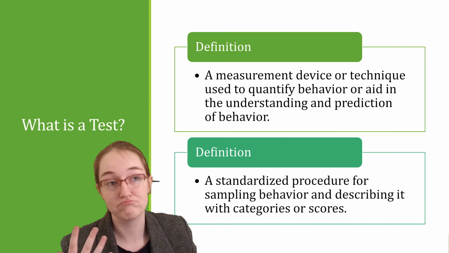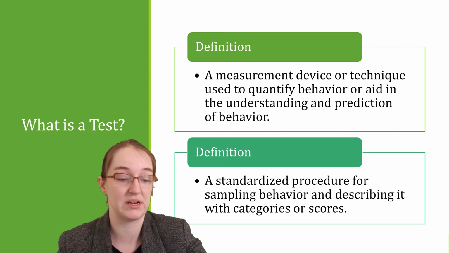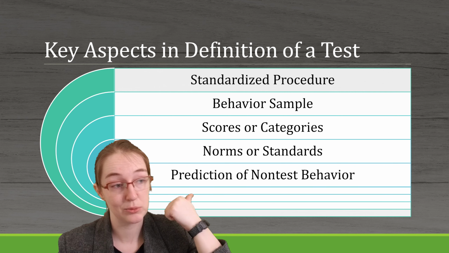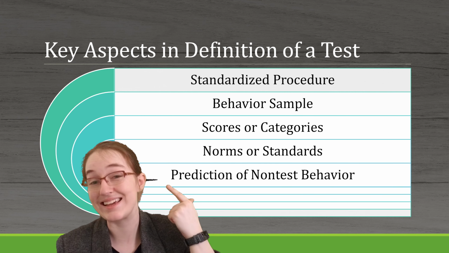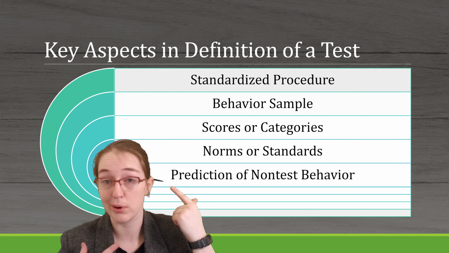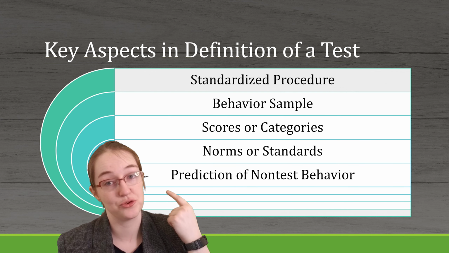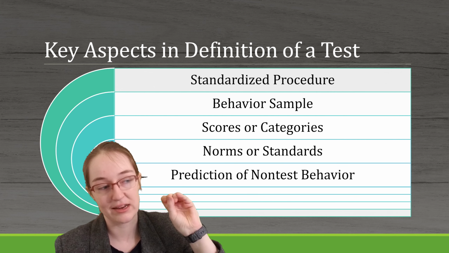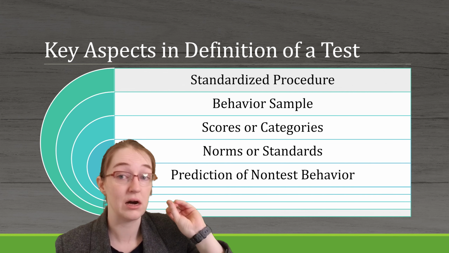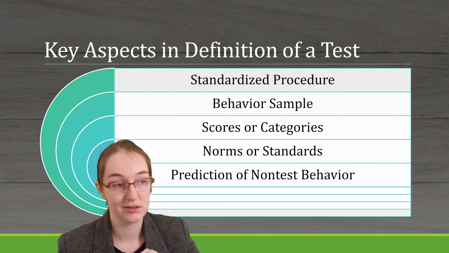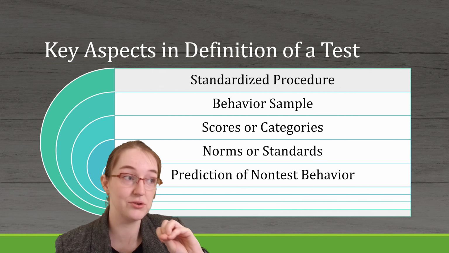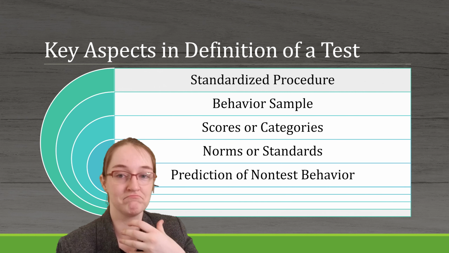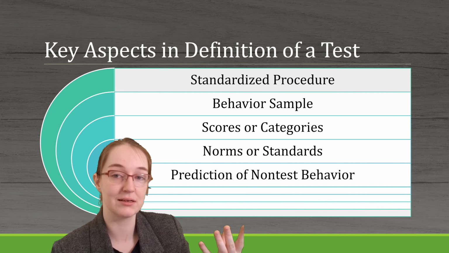Now, the key aspects here are it's a standardized procedure. We are sampling behavior. We are assigning those behaviors, or however we operationalize it, to scores or categories. We are assigning the vague idea to a number. And often that is based on a norm or standard that we use as a reference point. And we use all of this stuff to make a prediction about non-test behavior. That's the key idea here.